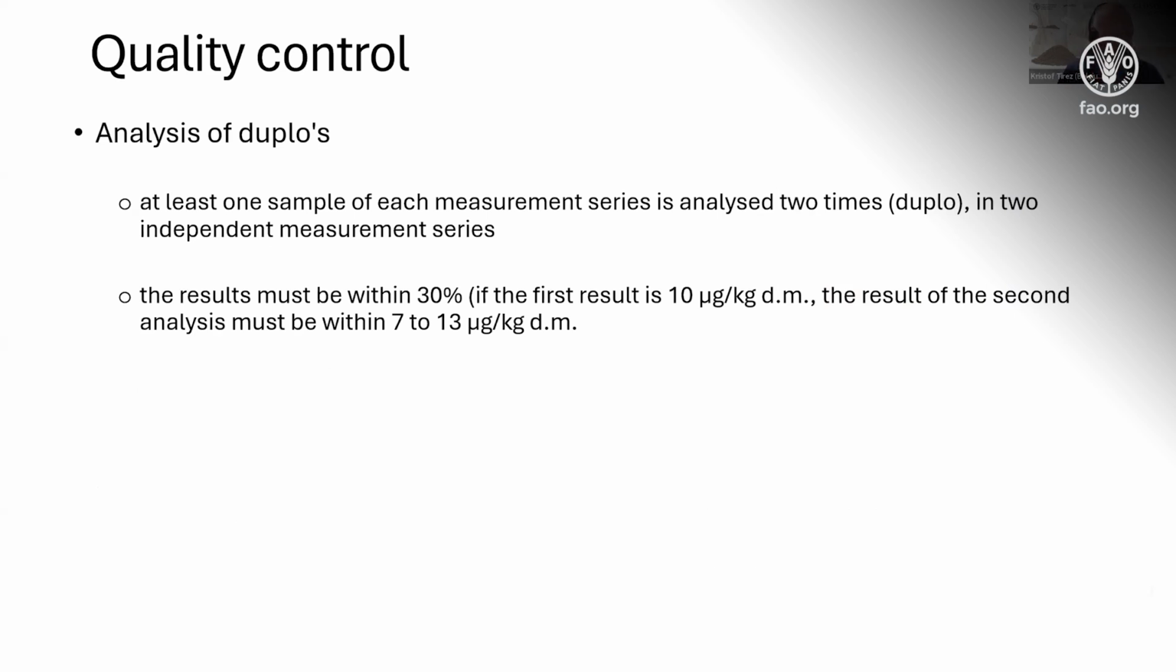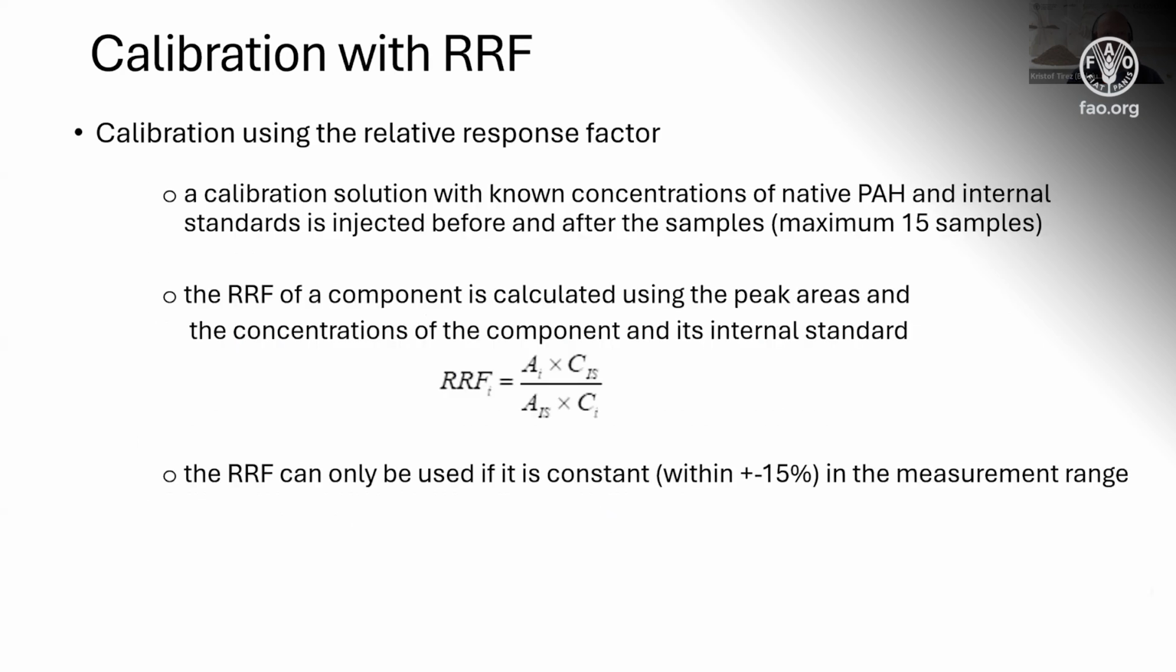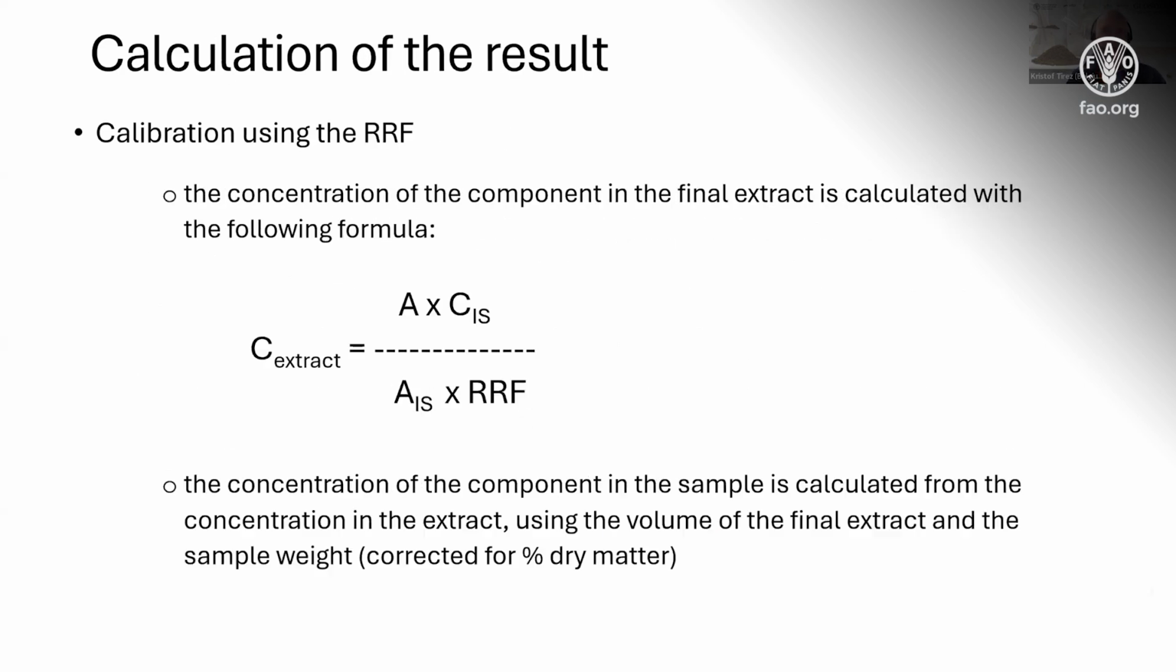So you were mentioning the recovery of the internal standard has to be within the 50 to 130%. I suppose you correct all your concentrations with the internal standard. Is that correct? Yes, as you could see in all the formulas, we always use the area divided by the area of the internal standard. Okay, so everything is calculated in relation to the internal standard. Yes. Okay. Thank you.